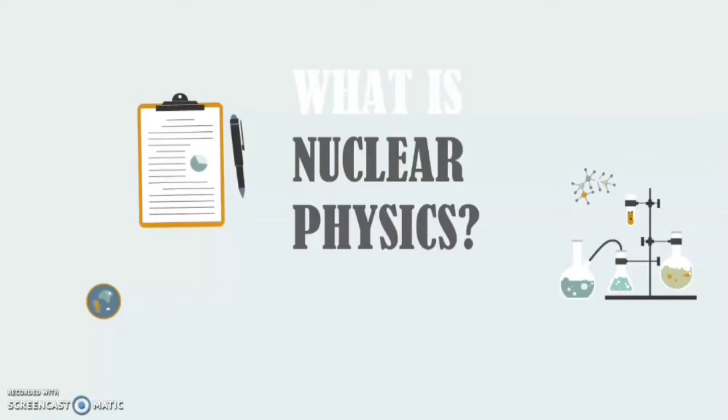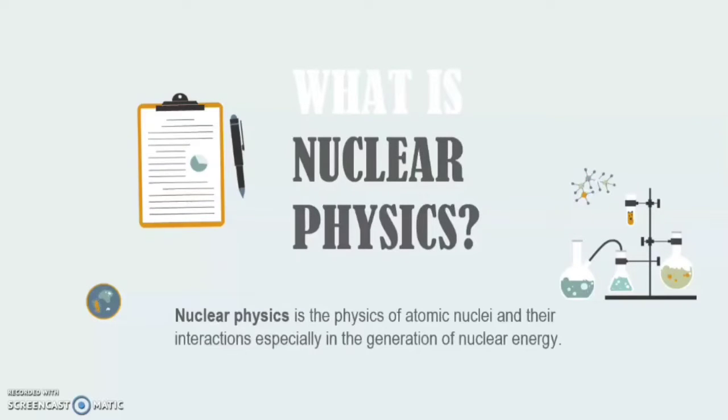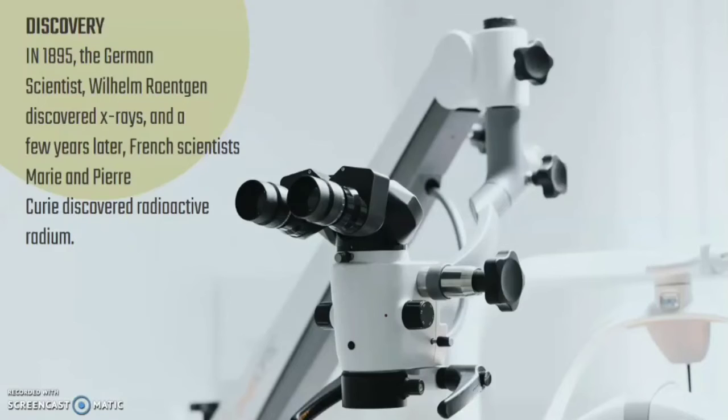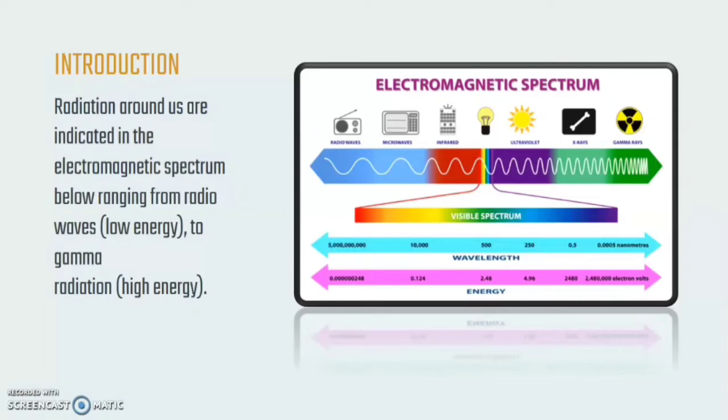What is nuclear physics? Nuclear physics is the physics of atomic nuclei and their interaction, especially in the generation of nuclear energy. In 1895, the German scientist Wilhelm Röntgen discovered X-rays, and a few years later, French scientists Marie and Pierre Curie discovered radioactive radium. Radiation around us is indicated in the electromagnetic spectrum below, ranging from radio waves, which have the lowest energy, to gamma radiation, which has the highest energy.